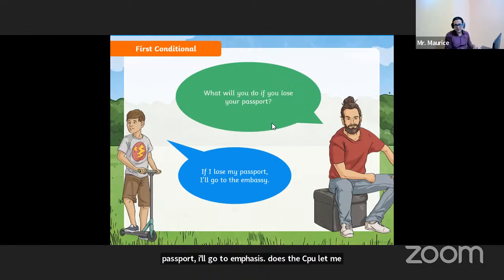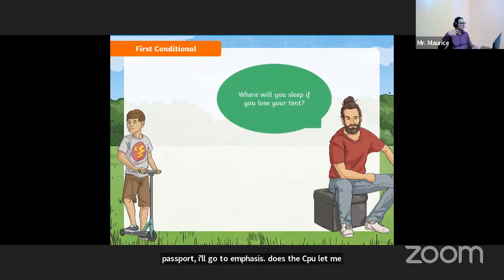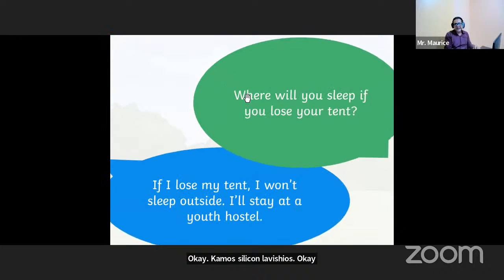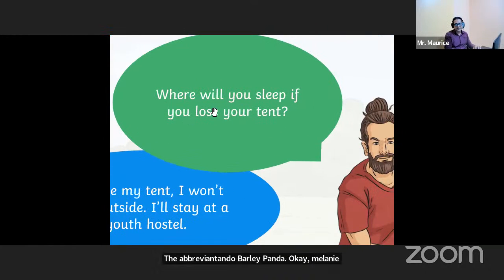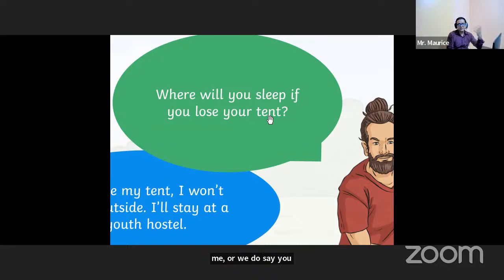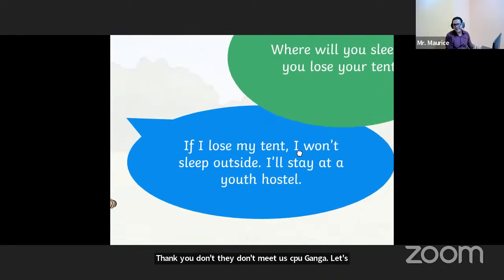¿Ok? Entonces, esto es como más o menos un círculo vicioso, ¿ok? Le vas preguntando, vas respondiendo. ¿Ok? Melanie, thank you. Read the question for me. Where will you sleep if you lose your tent? Correct, thank you. ¿Dónde dormirás si pierdes tu tienda? Let's see what the boy says.